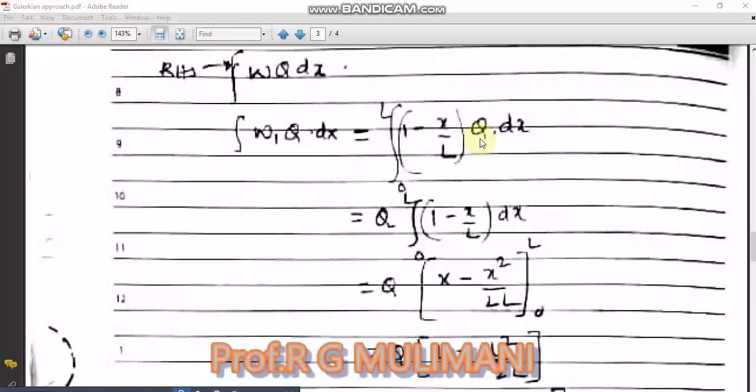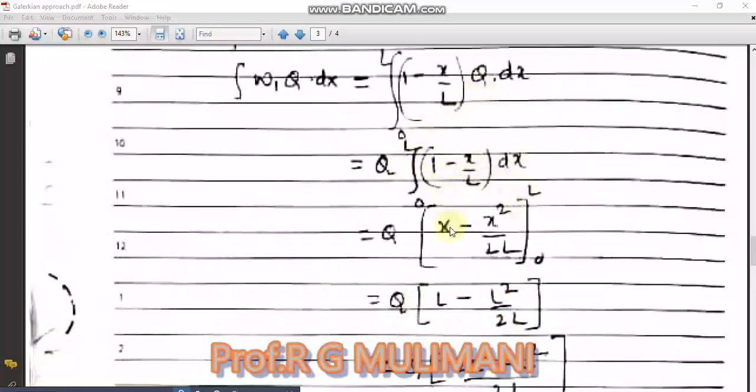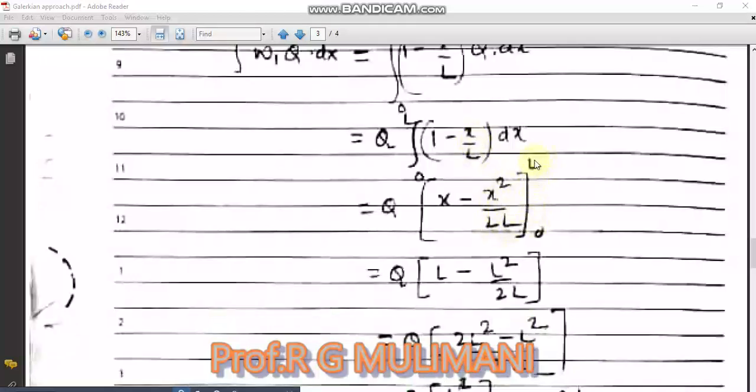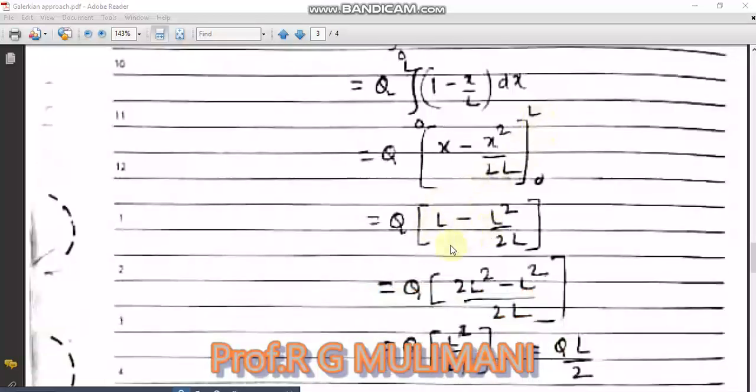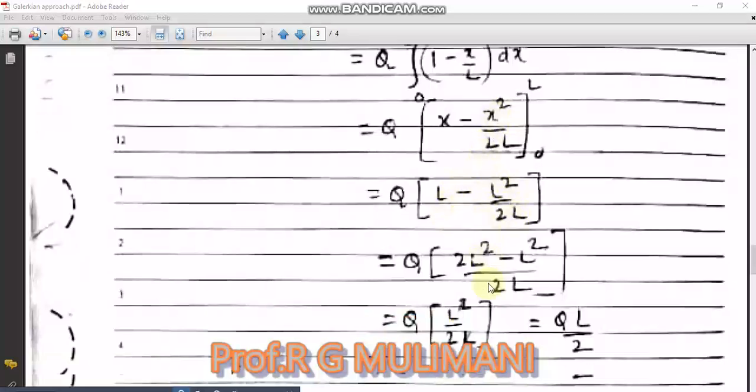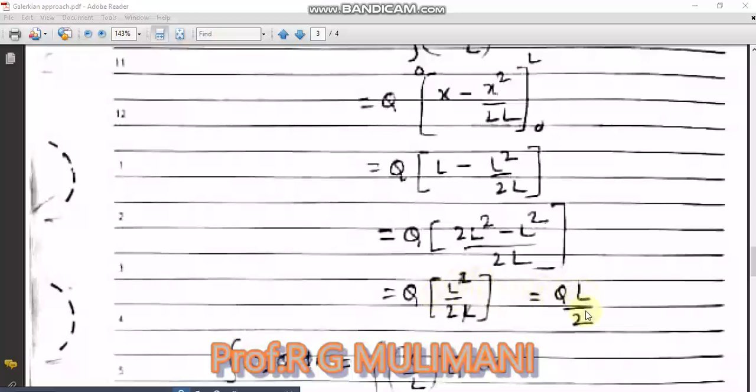Q is a constant, so it is taken outside, and integrating: integration of 1 is x, and integration of x is x square by 2, with L already there. Now you apply the limits 0 to L. Applying the limits, the upper limit is L and the lower limit is 0, so L minus 0 is L. Similarly, apply the upper and lower limits here, so it is minus L square by 2L. Simplifying this, we have QL by 2.